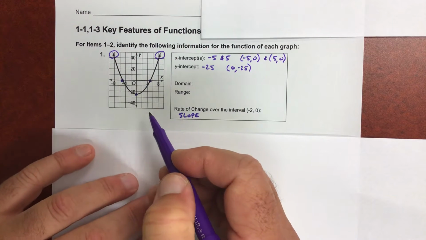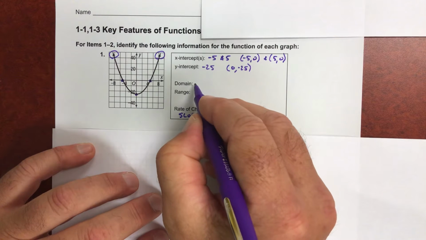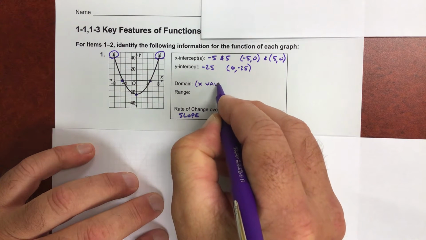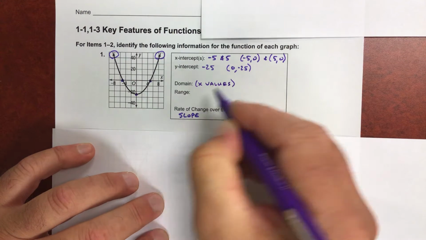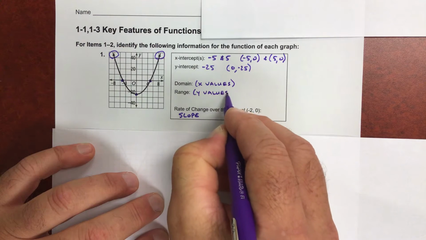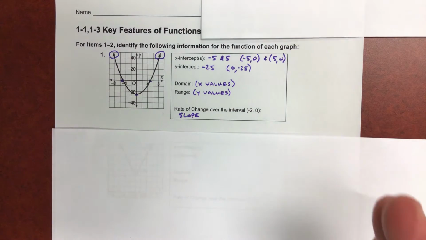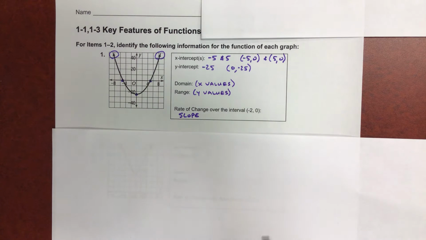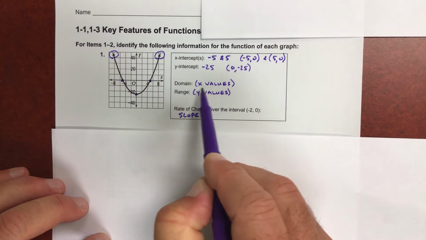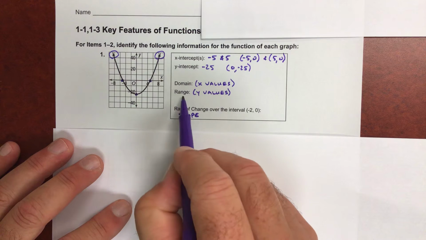Now we're going to step up our game a little bit and talk about the domain and the range. Remember, the domain is the x values. The range is the y values. And this is going to be in a span, so you have to think of it as a span. It's not just going to be a single number like this up here. This could be a span.